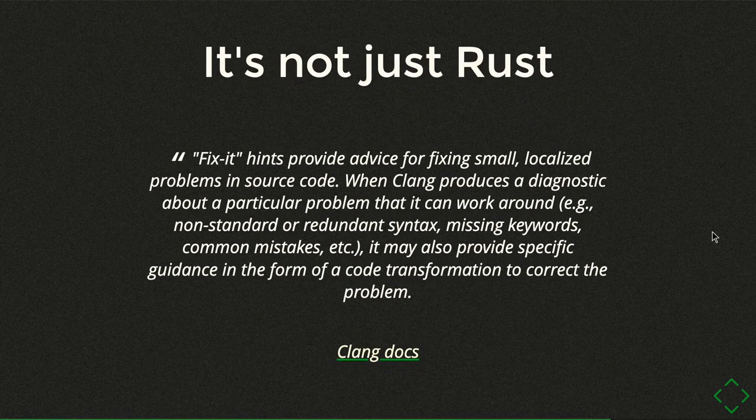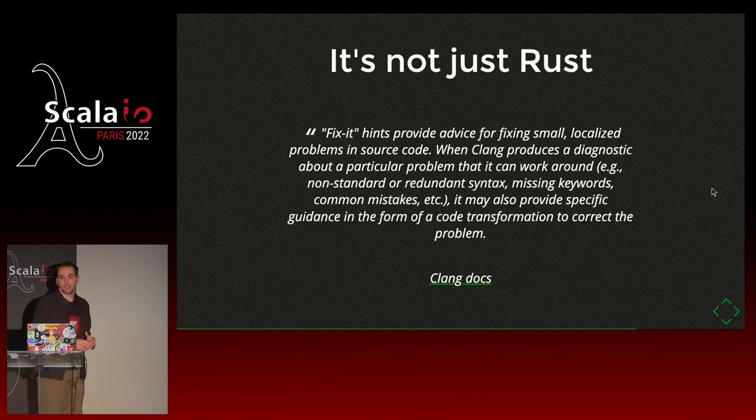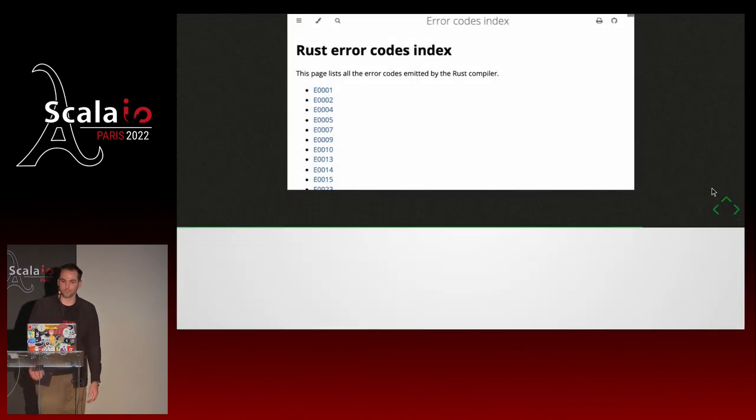But this isn't just Rust that does this either. If you look at Clang, for example, they have something called fix-it hints. This is taken right from the documentation. Fix-it hints provide advice for fixing small, localized problems in source code. When Clang produces a diagnostic about a particular problem it can work around, such as non-standard or redundant syntax, missing keywords, or common mistakes, it can also provide specific guidance in the form of code transformations to correct the problem, which basically means it can fix it for you, and it will send it right to you to use.